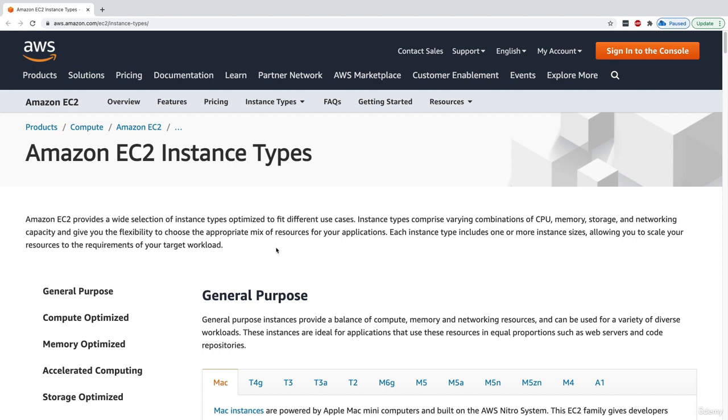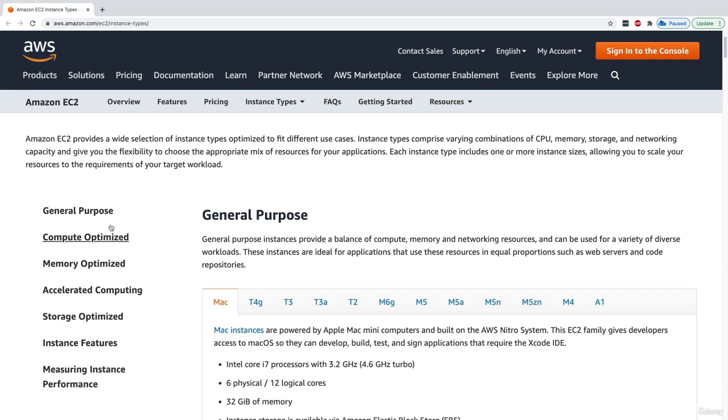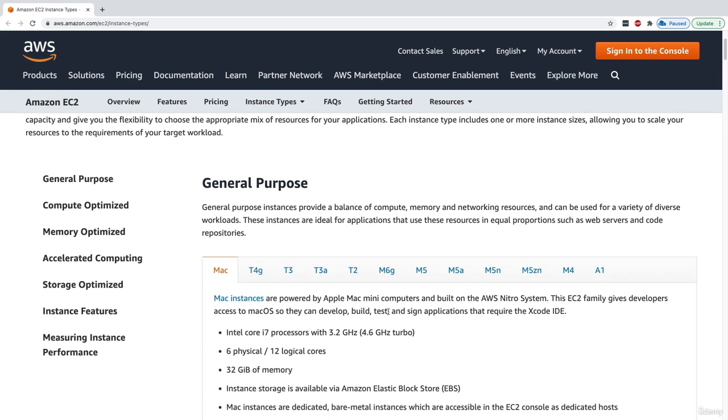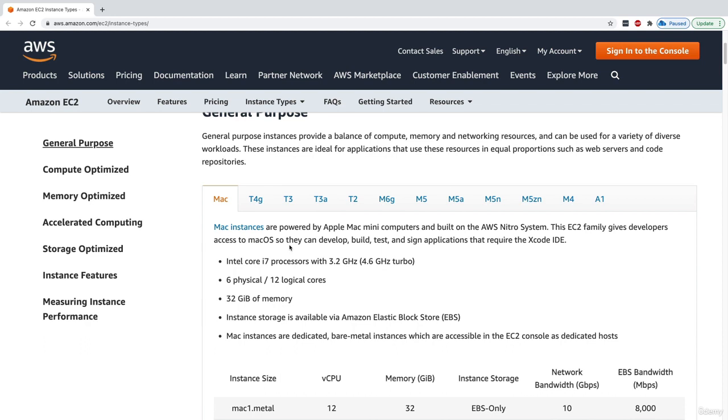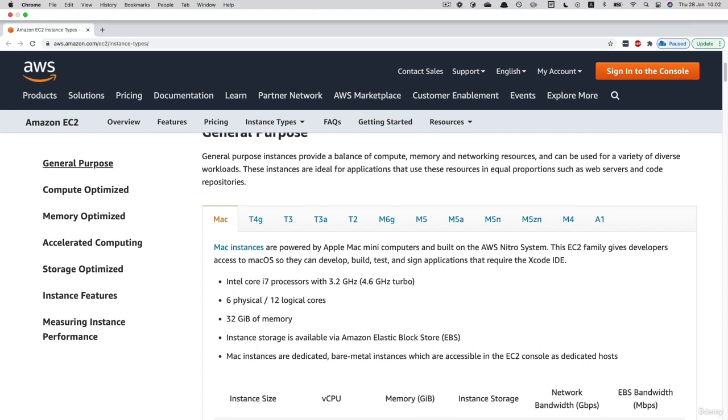As we can see, we have different types of instances. We have general purpose, compute optimized, memory optimized, and so on. For each type of instance, we have different families. This website is going to be the reference for us to look at EC2 instance types and know their cost and their specificity.